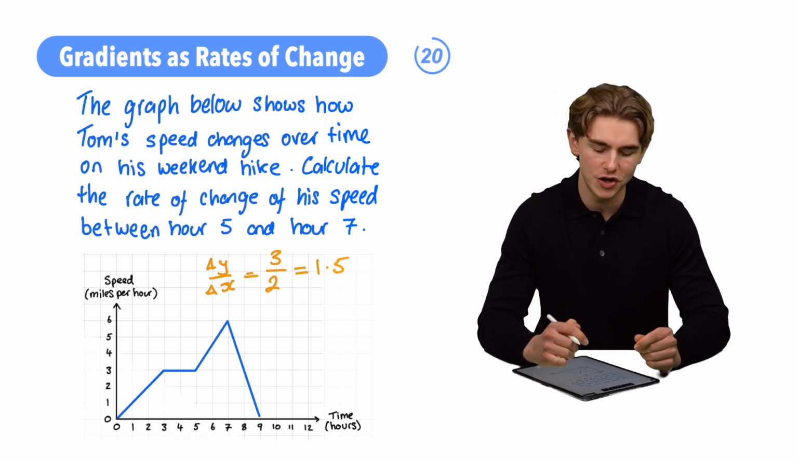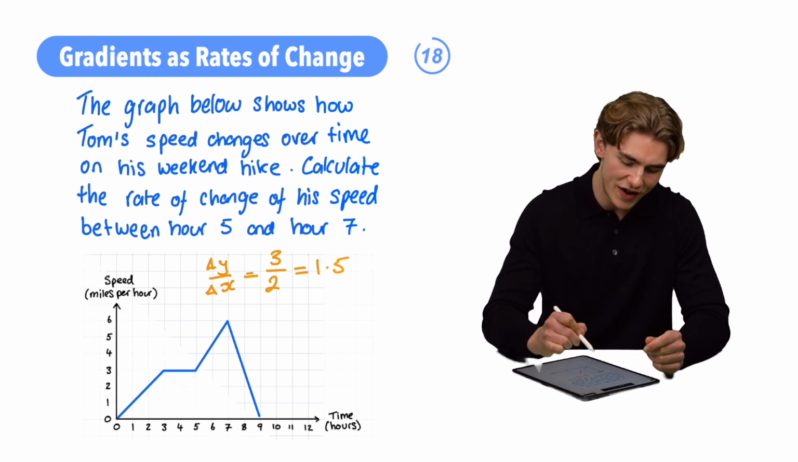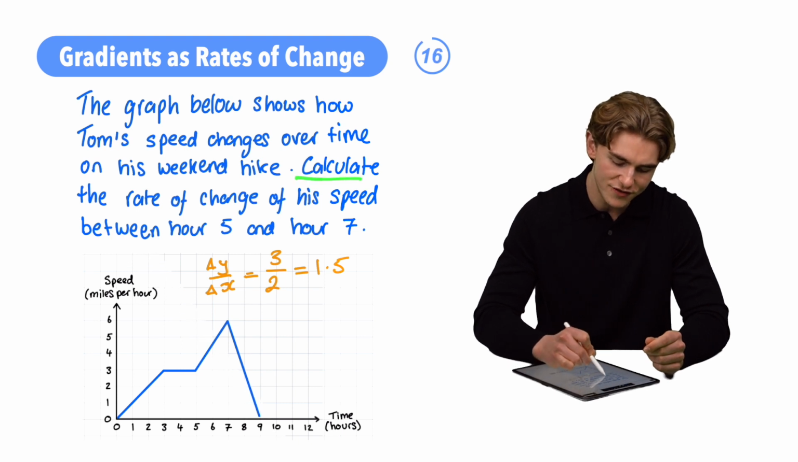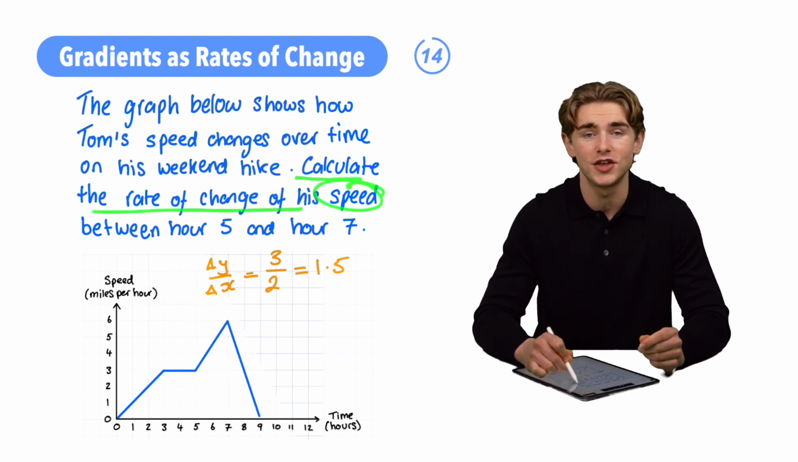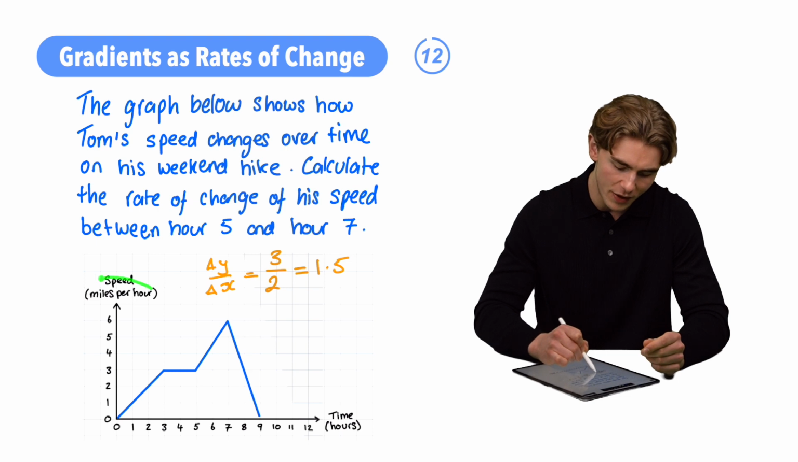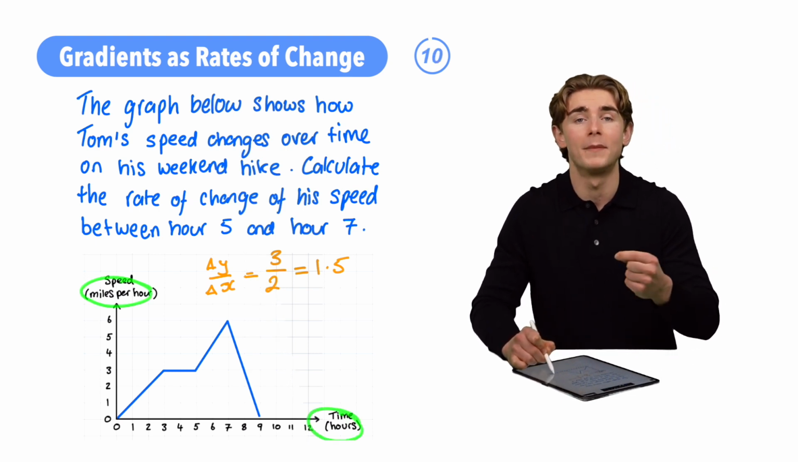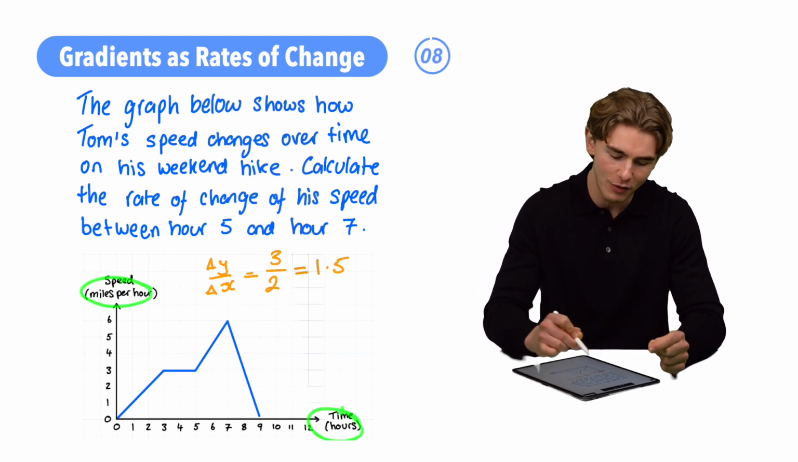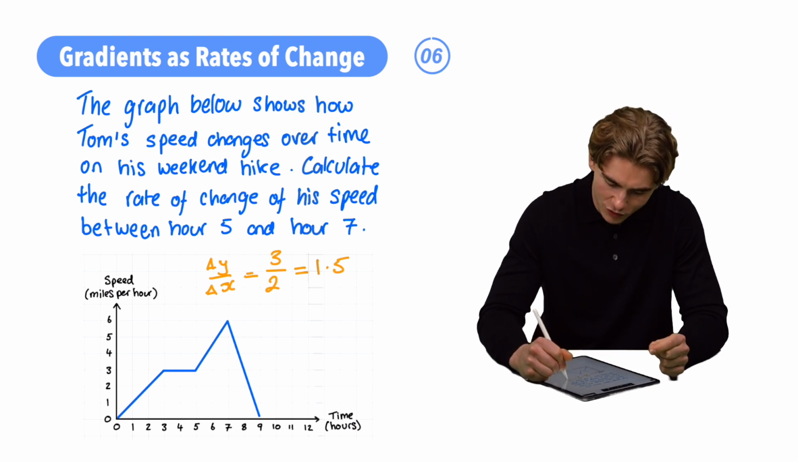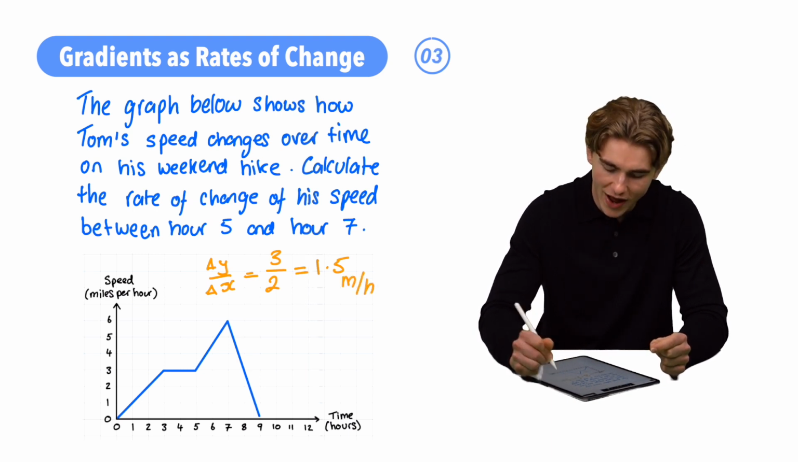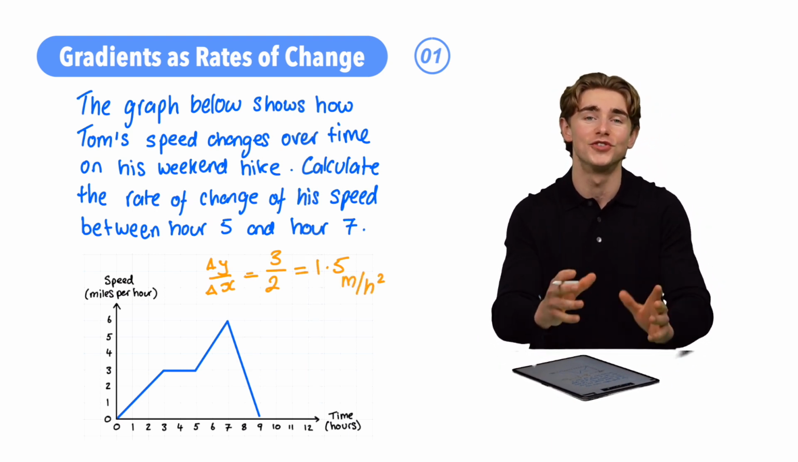Now, what about our units here? Well, let's have a look back at the question. The question says, calculate the rate of change of his speed. Now, what's our units going to be? It's actually going to be miles per hour. So how many miles per hour he changes every hour. We can write that, guys, as miles per hour squared. Let me write that in, miles per hour squared. And that is going to be our answer to this one.